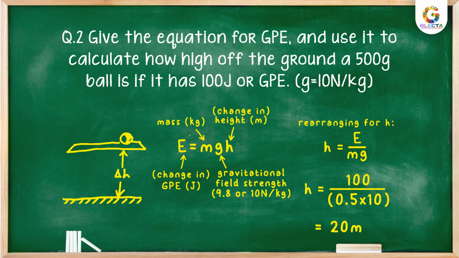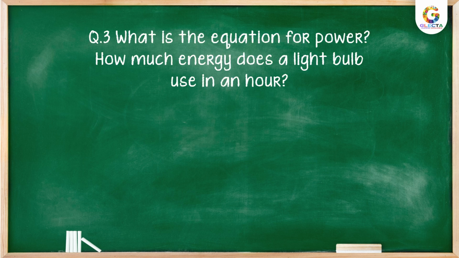Rearranging for h, we get E divided by m times g. So 100 divided by 0.5 times 10. Did you remember to convert grams to kilograms? 500 divided by 1000 is 0.5. So it's 0.5 kilograms. Don't forget that when you're dividing by two things on the bottom you must use the fraction button on your calculator or use brackets around the two numbers.